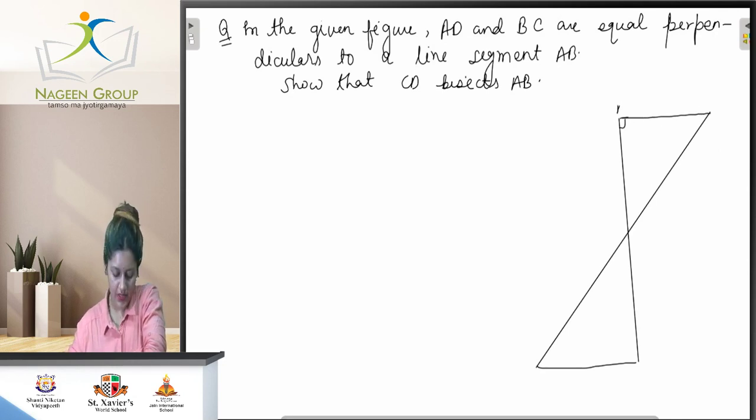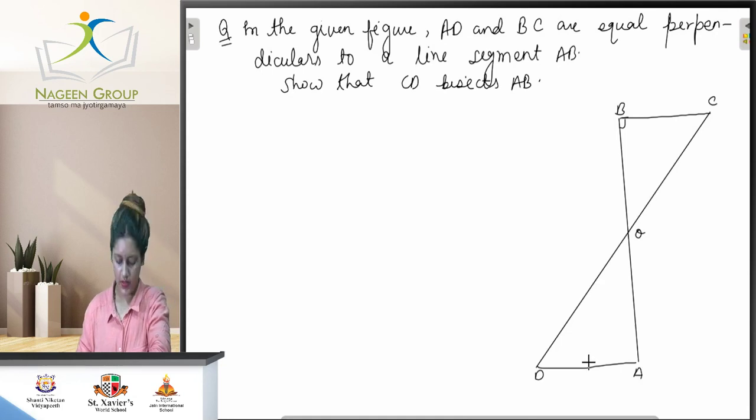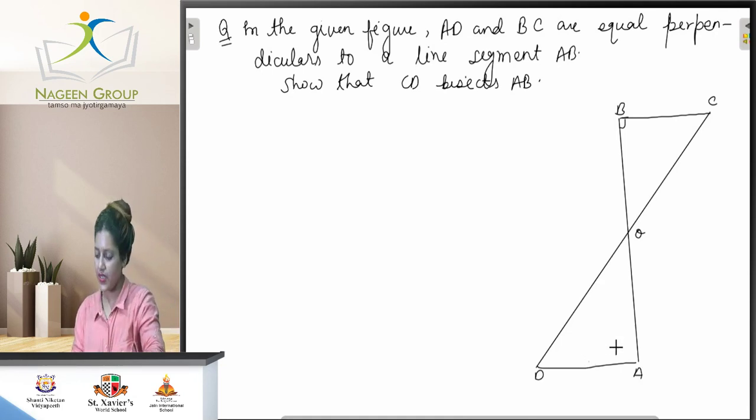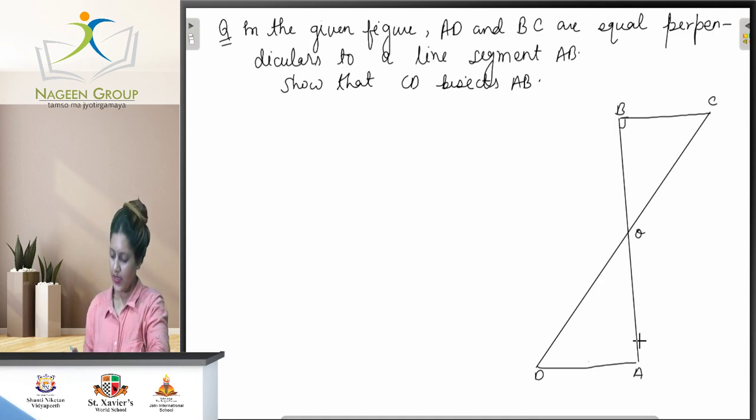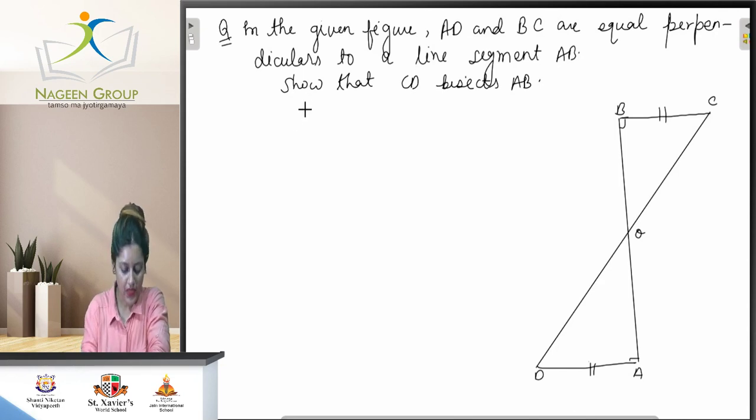This is B, this is C, O, D, A. So what are AD and BC? AD and BC are equal perpendiculars, means these are perpendicular, this is equal to this one, to the line segment AB. Okay. Next one is so that CD bisects AB. Okay. Now we have to prove.